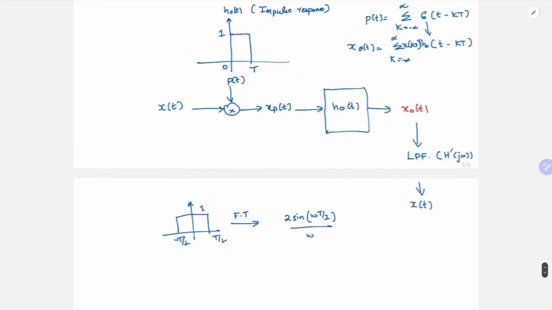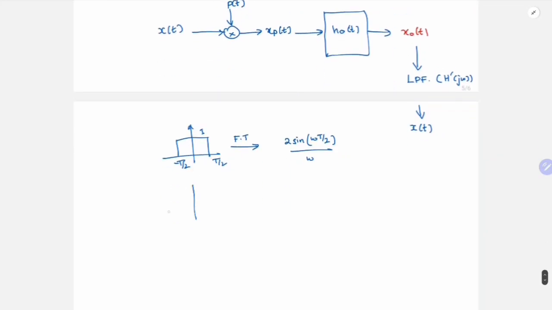But what is my h0 of t? It is shifted by T by 2 to the right, right? So h0 of t is 0 to T. So the Fourier transform of this will be e power minus j omega T by 2 into 2 sine of omega T by 2 by omega. And we already saw to invert this p of t, it was just a simple low pass filter with value 1 and cutoff frequency at omega s by 2.